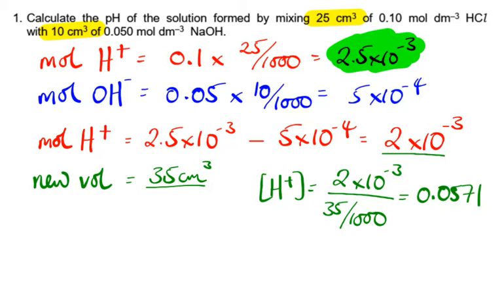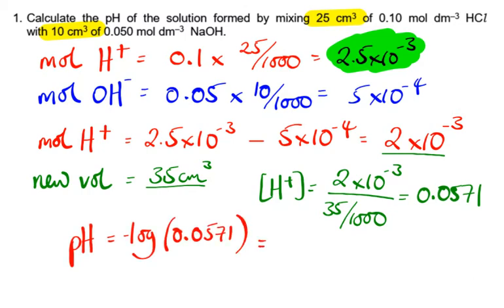So we're nearly there. So the pH of the solution is minus log of the hydrogen ions and I'm getting 1.24 to 2 decimal places.